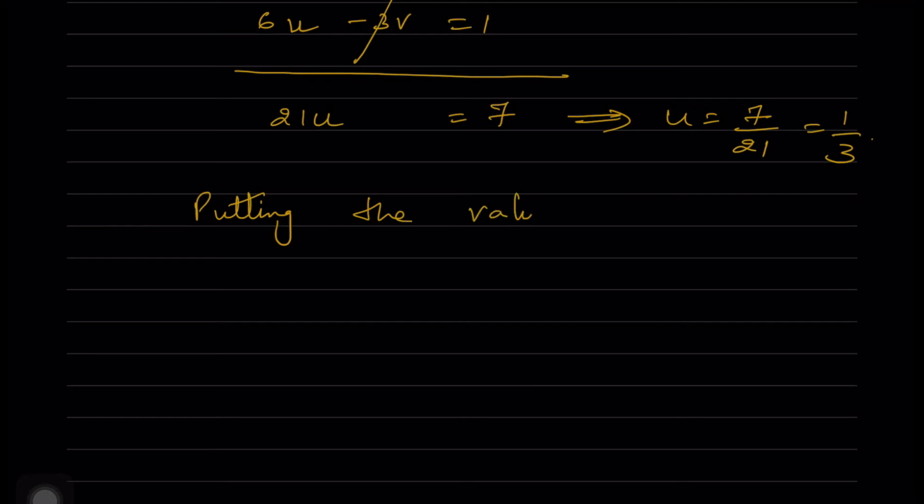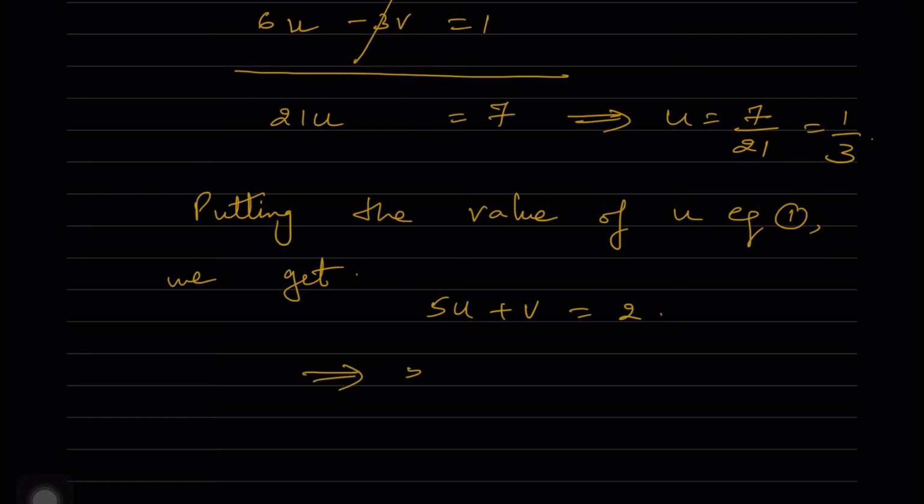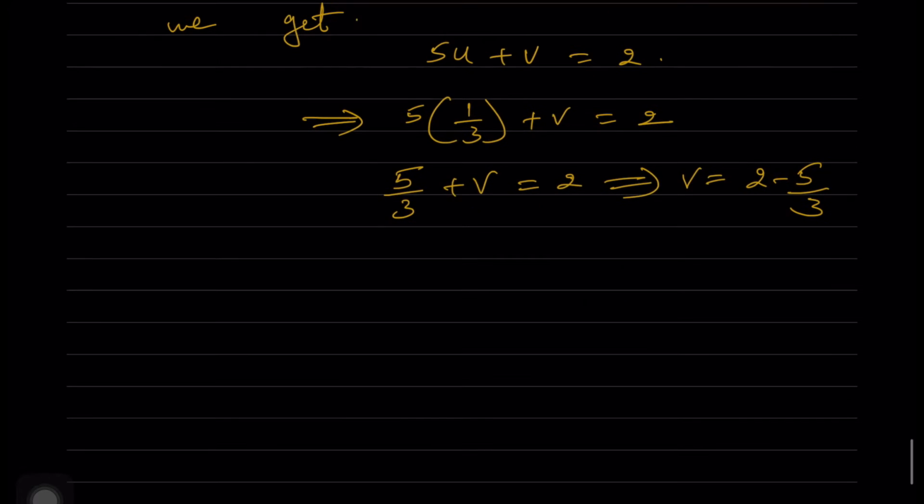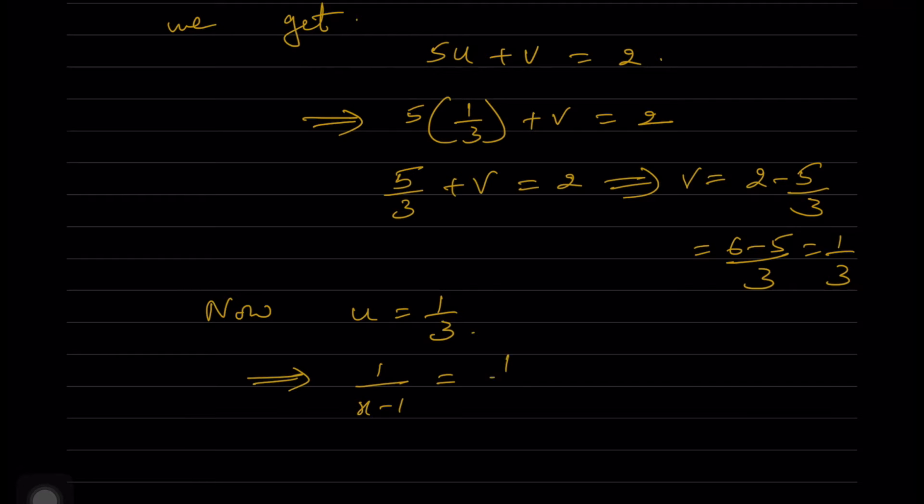Now putting this value of u in equation 1, we get 5u plus v is equal to 2, or 5 into 1 by 3 plus v is equal to 2, which implies that v is equal to 2 minus 5 by 3, which is equal to 6 minus 5 by 3, which is equal to 1 by 3. So we got v is equal to 1 by 3 and u is also equal to 1 by 3.